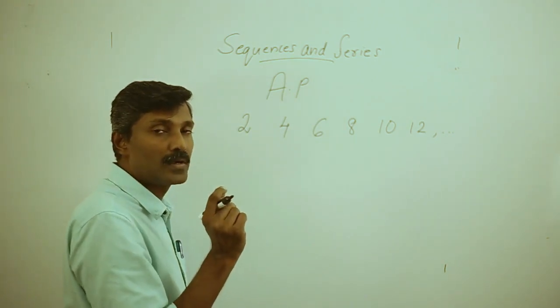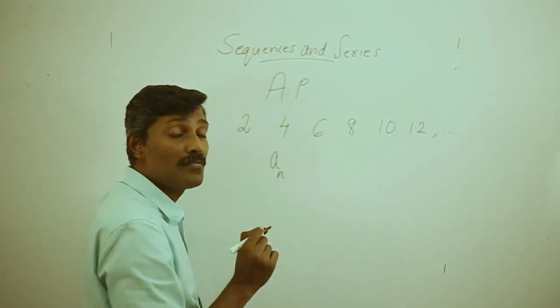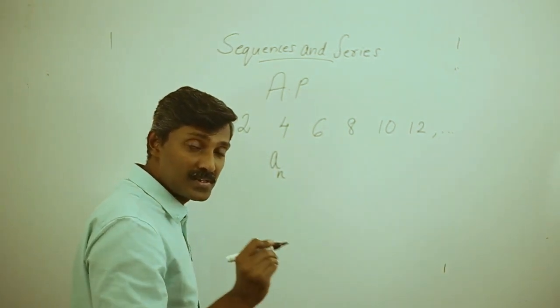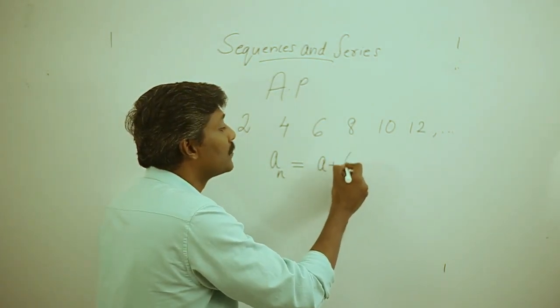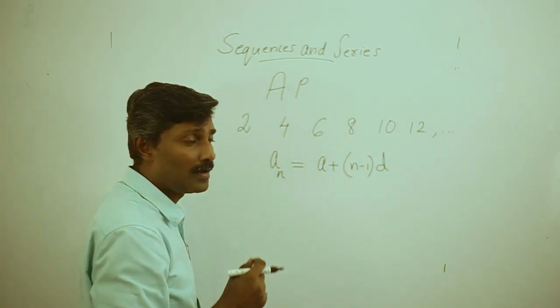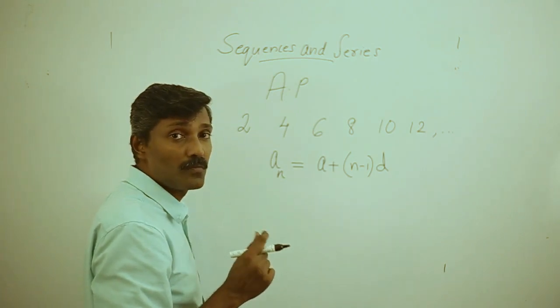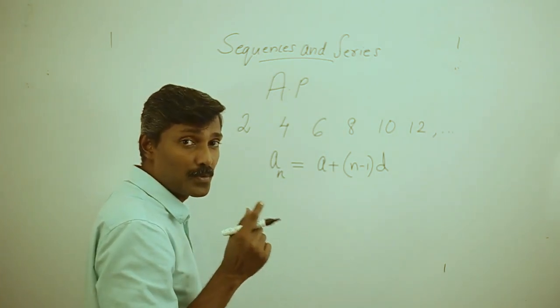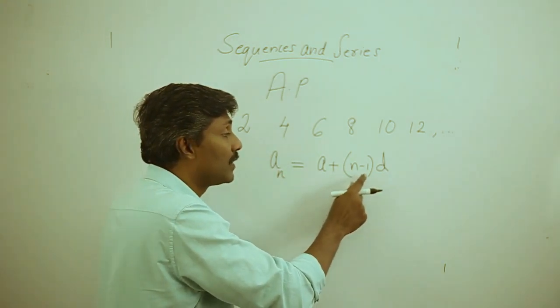So in general, what you have to understand is that the nth term of an arithmetic progression or an arithmetic sequence will be equal to a plus n minus 1 into d. This is the basic formula or the basic equation that you need to keep in mind when it comes to solving problems in arithmetic progression. Okay, so the nth term of an AP is given by a plus n minus 1 into d.